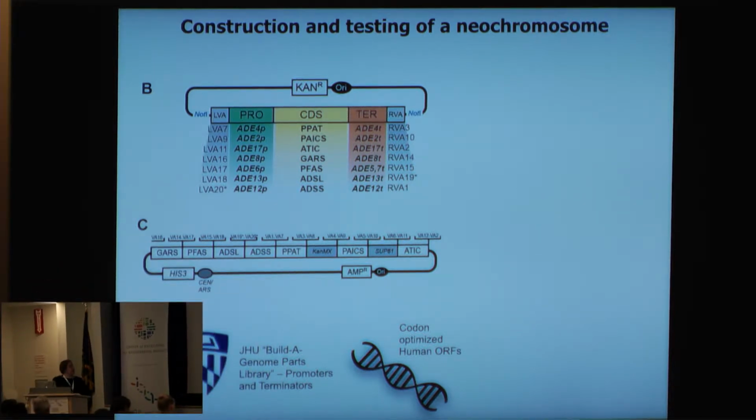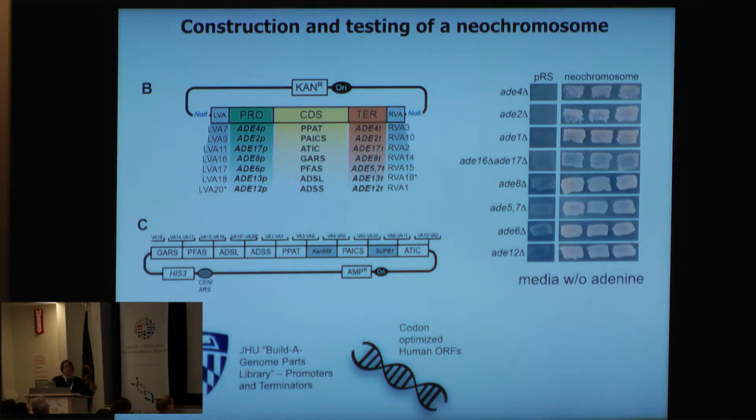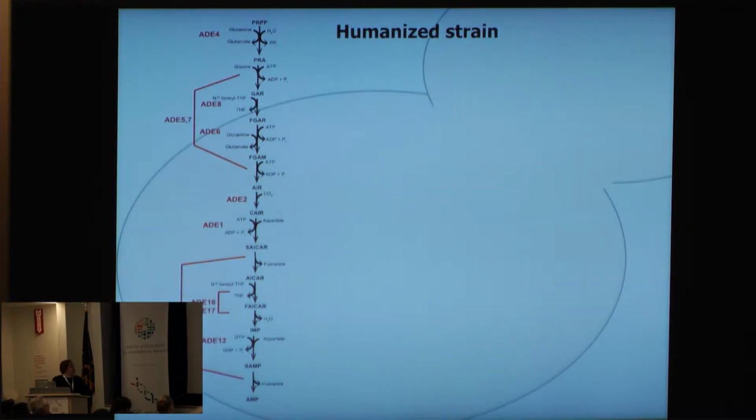The first step to see if this neochromosome can actually work was to check each of the single gene deletions in yeast and see that the neochromosome can complement, which means that these yeast strains, which are ade strains, can actually grow on media without adenine. And as you can see, the neochromosome does complement all of them. So the next step in humanizing a strain was to delete all the yeast genes, because we wanted to work only with the human genes.